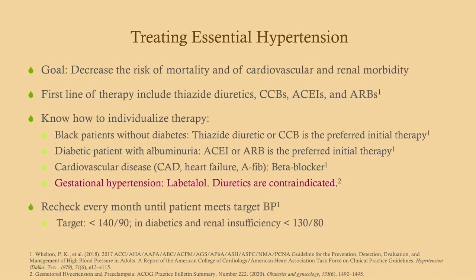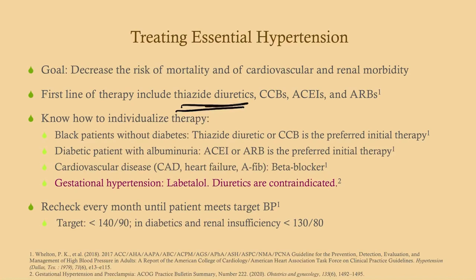Now, the goal in treating essential hypertension is to decrease the risk of mortality and decrease the risk of cardiovascular morbidities like left ventricular hypertrophy, which can eventually lead to congestive heart failure, as well as renal morbidity, which we've already talked about. The first line of therapy always is going to include one of these drugs: thiazide diuretics, calcium channel blockers, ACE inhibitors, and/or angiotensin receptor blockers. So any of those drugs could be the right answer. However, in most patients who don't have comorbidities, and that's not a lot of them actually, thiazide diuretics is probably the best option. So hydrochlorothiazide.